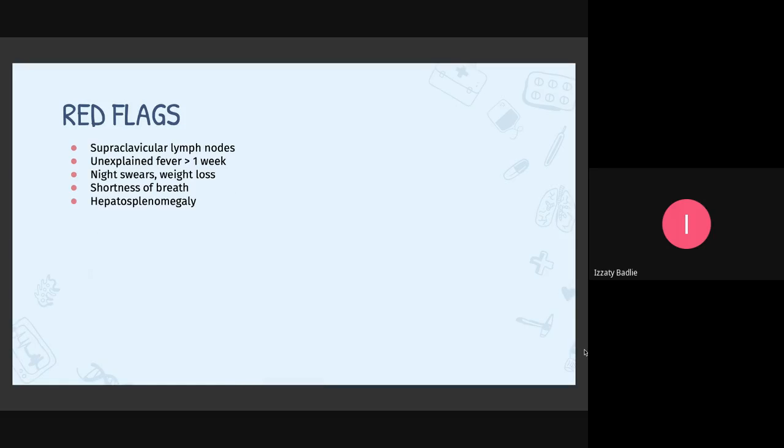For the red flags, usually it is a diagnosis of malignancy. We need to take into account any supraclavicular lymph nodes, any unexplained fever, night sweat, weight loss, SOB, and also hepatosplenomegaly. This might be suggestive of leukemia or lymphoma.